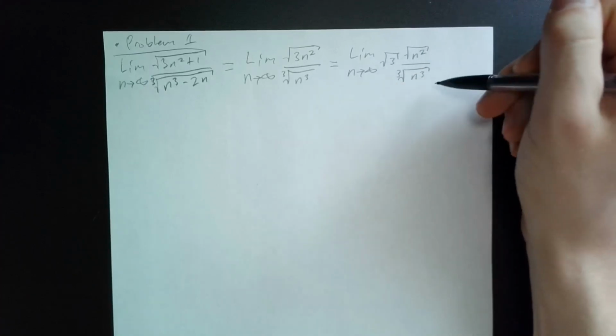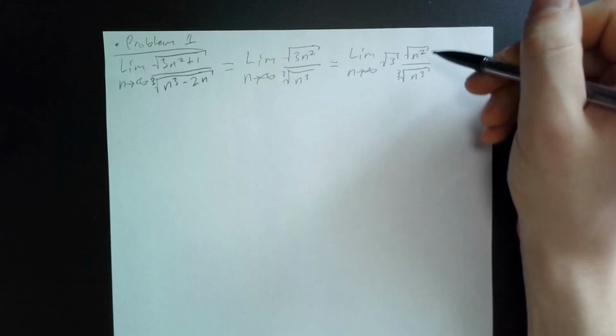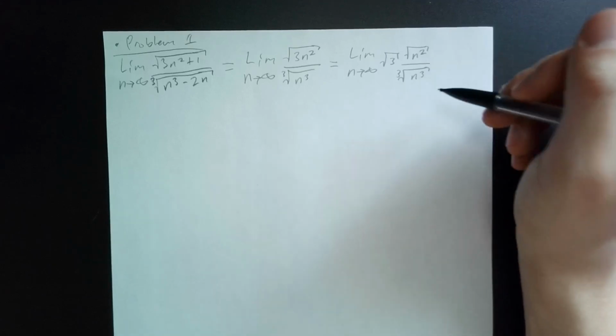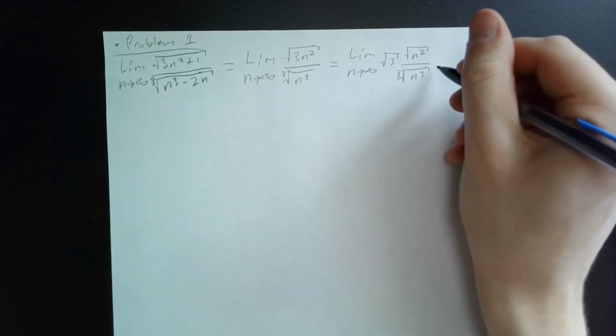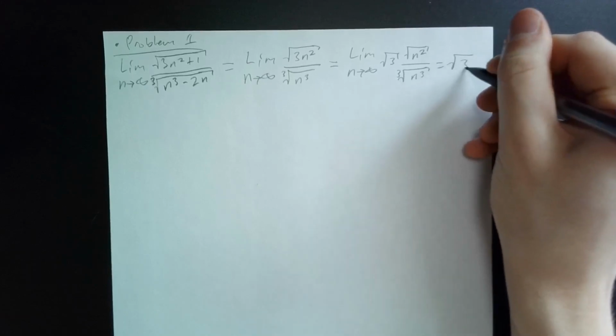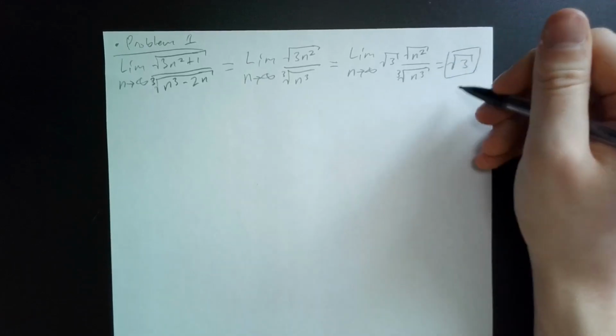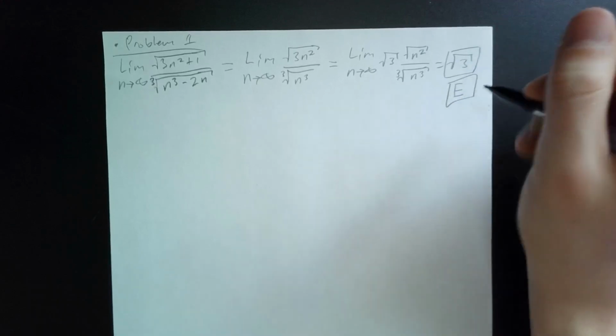But the numerator and denominator here are nothing but n. So this is n over n, which we can cancel out. And that just leaves us with root 3. And that would be answer choice E.